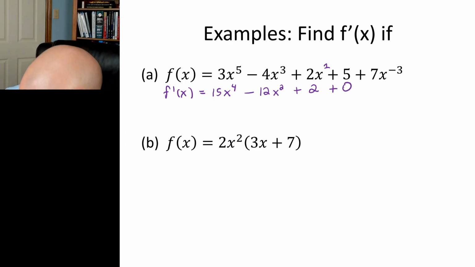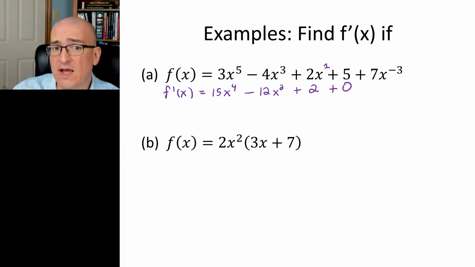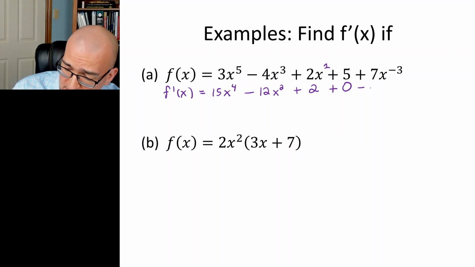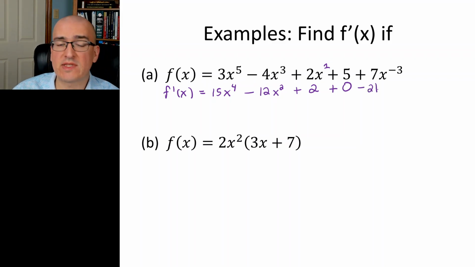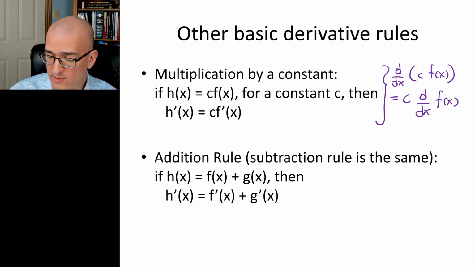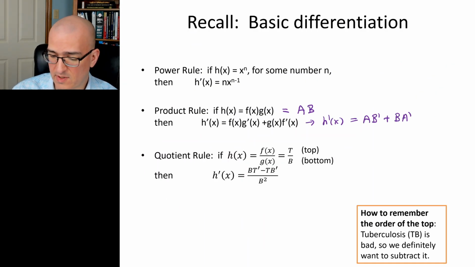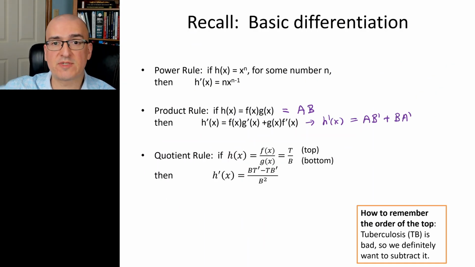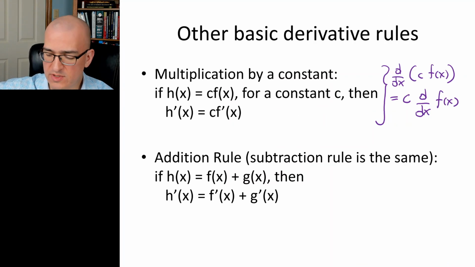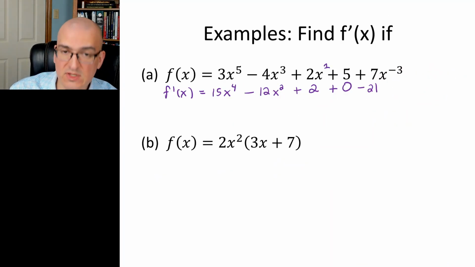The last piece, the negative 3 comes down, multiplies by the 7, so negative 21. And then remember, the power gets reduced by 1. So whatever the power is, it becomes more negative. It doesn't head towards 0, it becomes more negative. So it's not x to the power negative 2, it's x to the power negative 4.